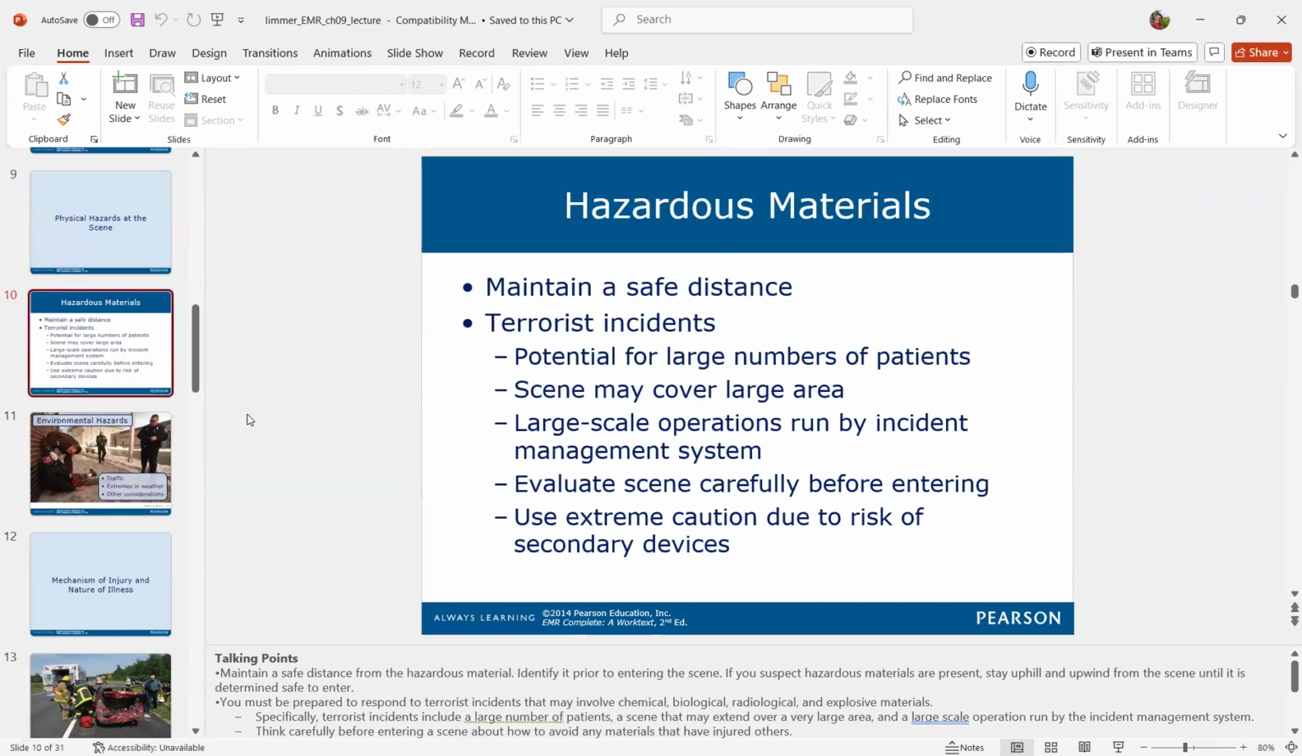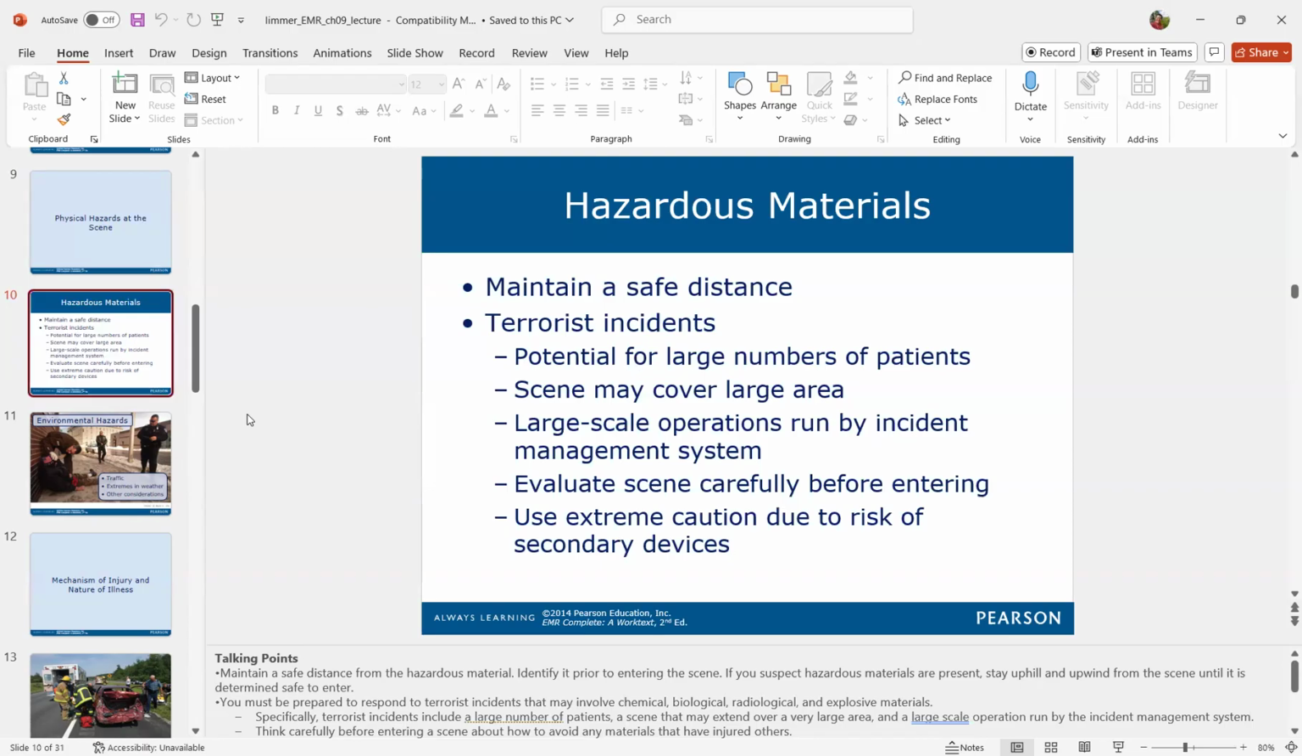So maintaining a safe distance from hazardous materials, and we'll talk more about hazardous materials too, and we'll talk about what an emergency response guidebook is and that kind of thing, in one of our later chapters. But maintaining a safe distance from a hazardous material, identifying it prior to entering the scene. If you suspect hazardous materials are present, we want to stay uphill and upwind from the scene until it's safe to go in.